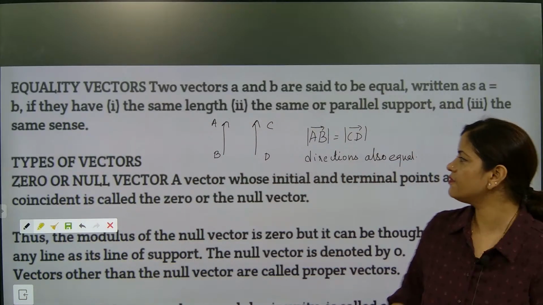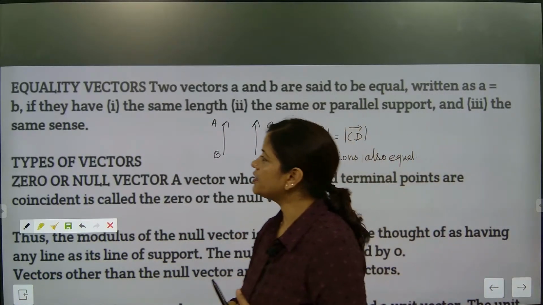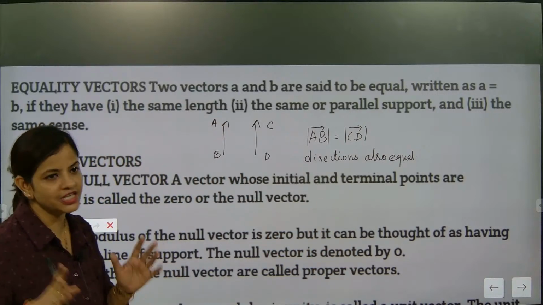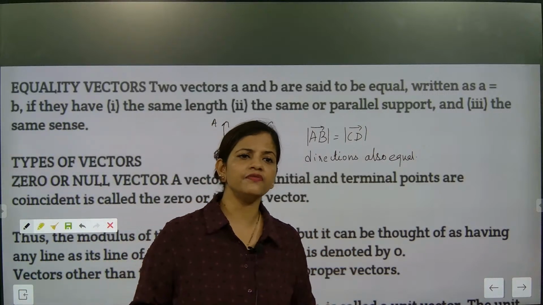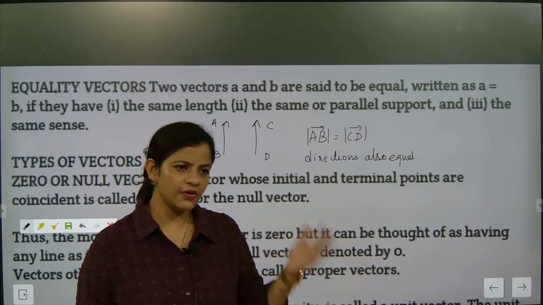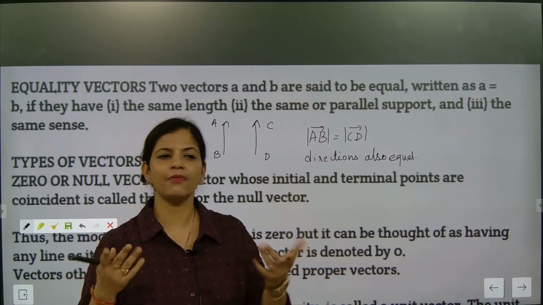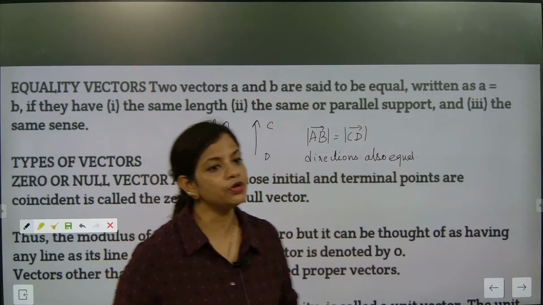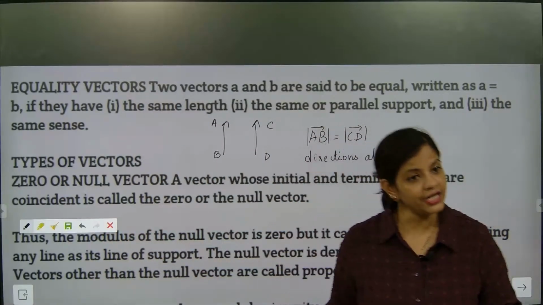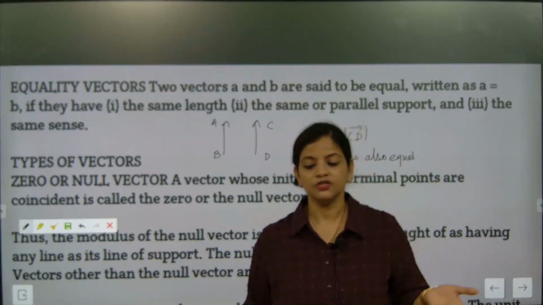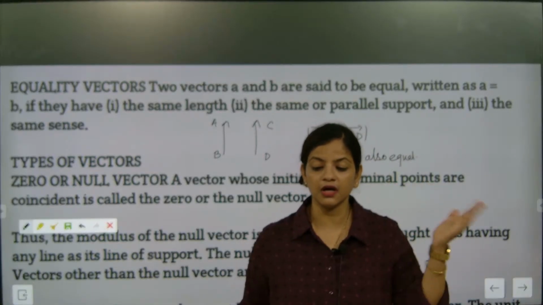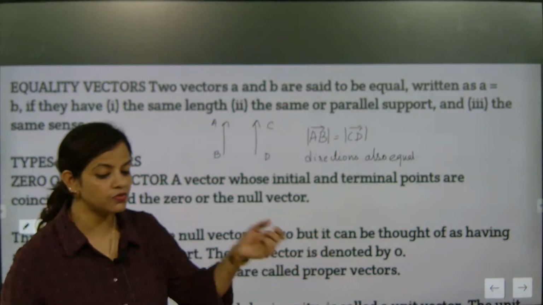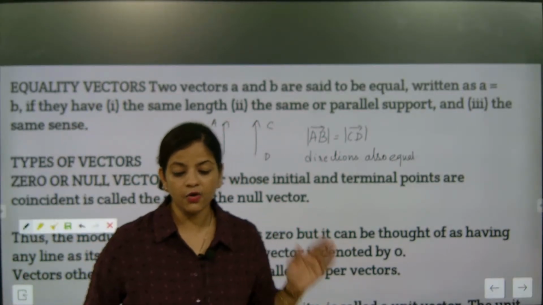So when two vectors are equal, what exactly is it? Unequal or equivalent vectors can be of two different types. Maybe the direction is the same and the magnitude is not the same, or maybe the magnitude is the same and the direction is not the same. So they will be considered unequal vectors. This is a very good catch. You need to understand that point very clearly. I hope it is clear to you.